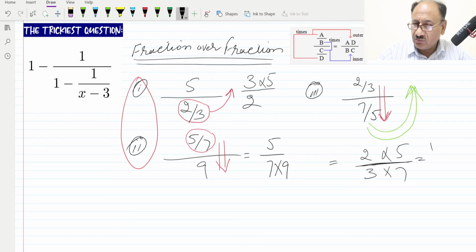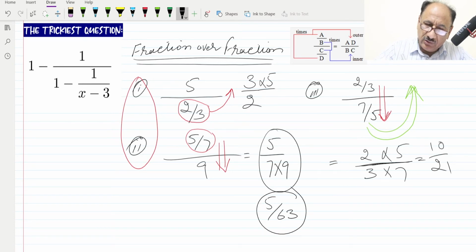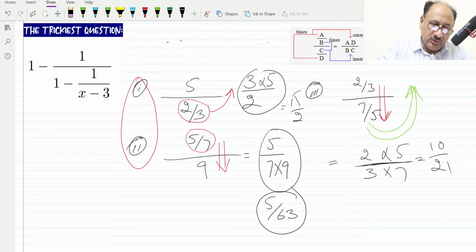And the answer to this one will be 10 over 21. The answer to this will be what? This will be 5 over 63, and the answer to this fraction will be 15 over 2. So this is how we are solving fraction over fraction. Hopefully you understood this. Now let us go through the question.